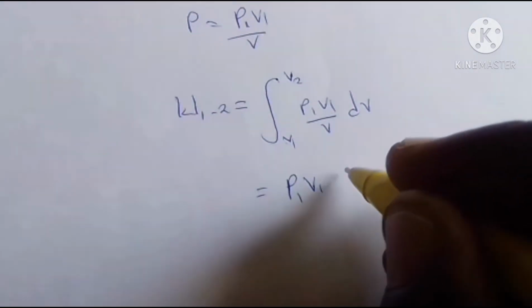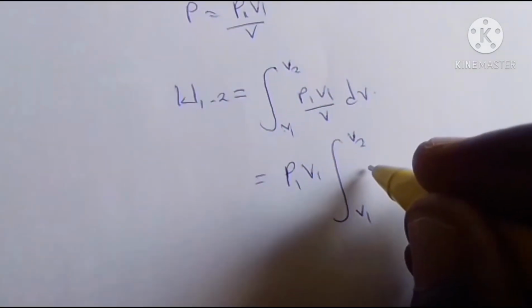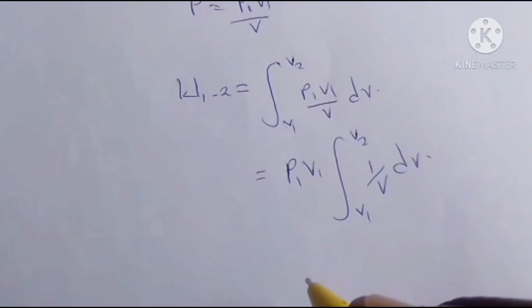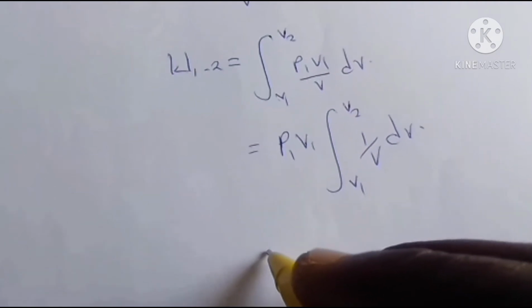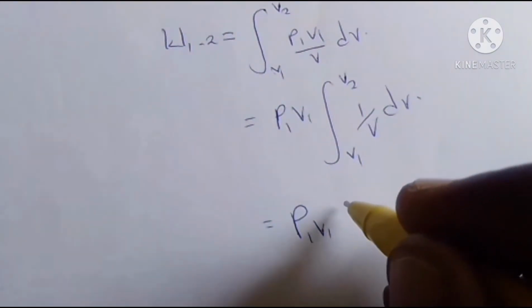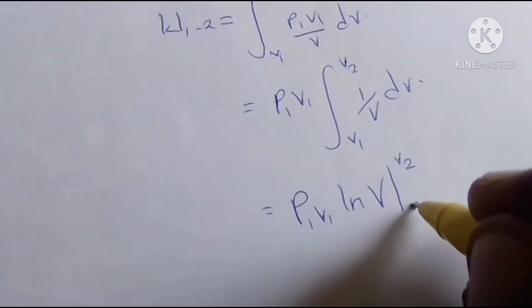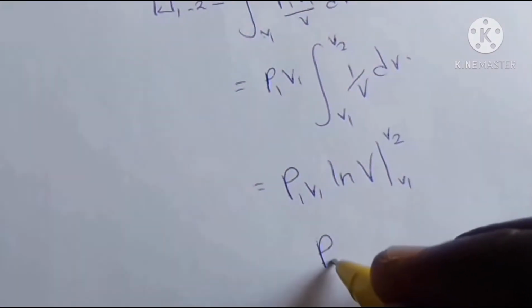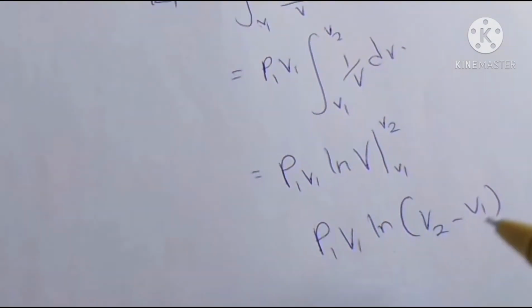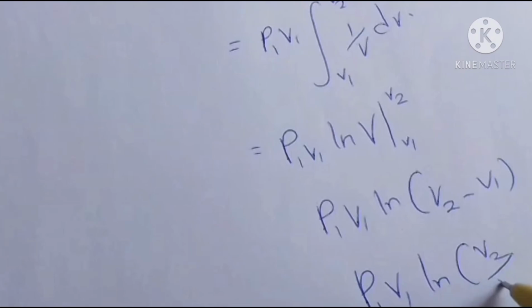And since P1V1 is a constant, it won't be integrated, it will be outside the integration sign, and will remain with 1 over V dV. And we'll have to introduce the natural logs, where we have P1V1, then the natural log of the volume from state 1 to state 2, which comes to be P1V1, the natural log of V2 minus V1, which can be written as P1V1 natural log of V2 over V1.